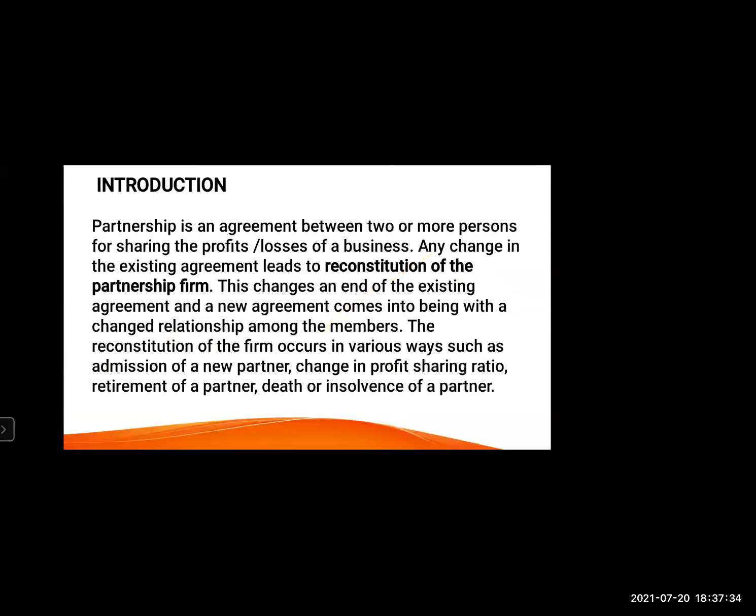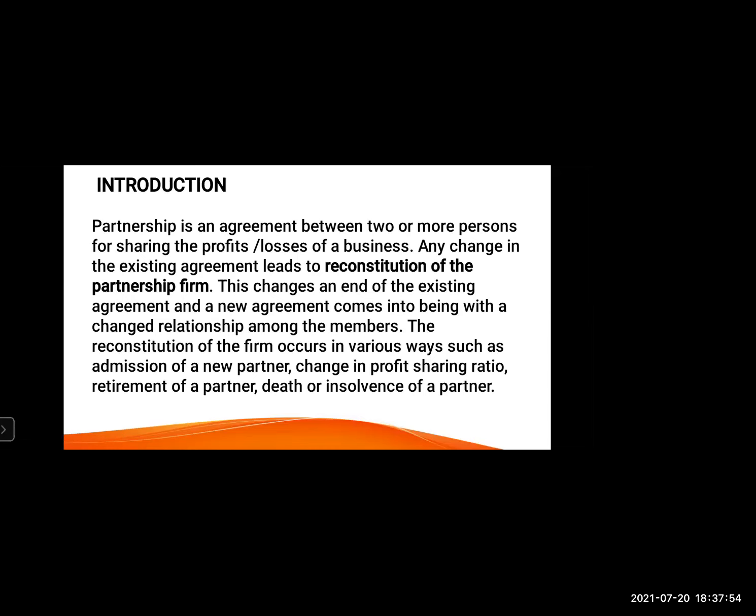Now we'll start with the introduction part. Partnership is an agreement between two or more persons. Minimum should be two for the party. If I'm alone, can I say I'm a partner? No, I need a partner, right? So two or more persons sharing the profit and loss. Not only profit, you have to share the loss in the business.